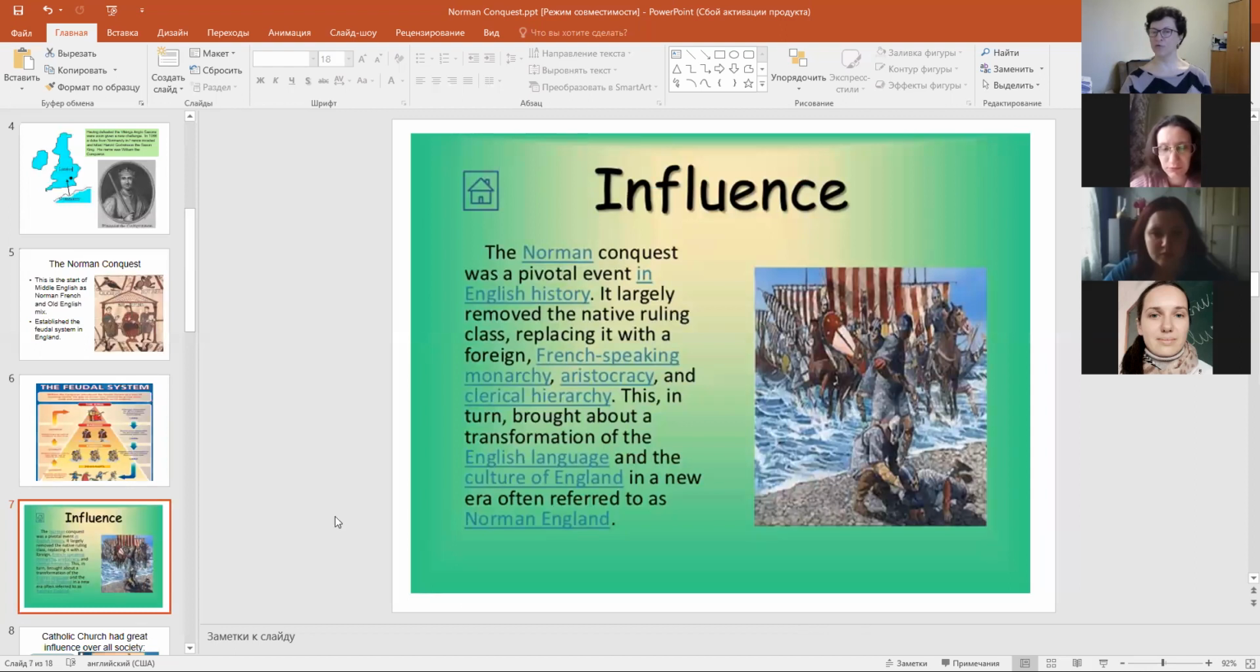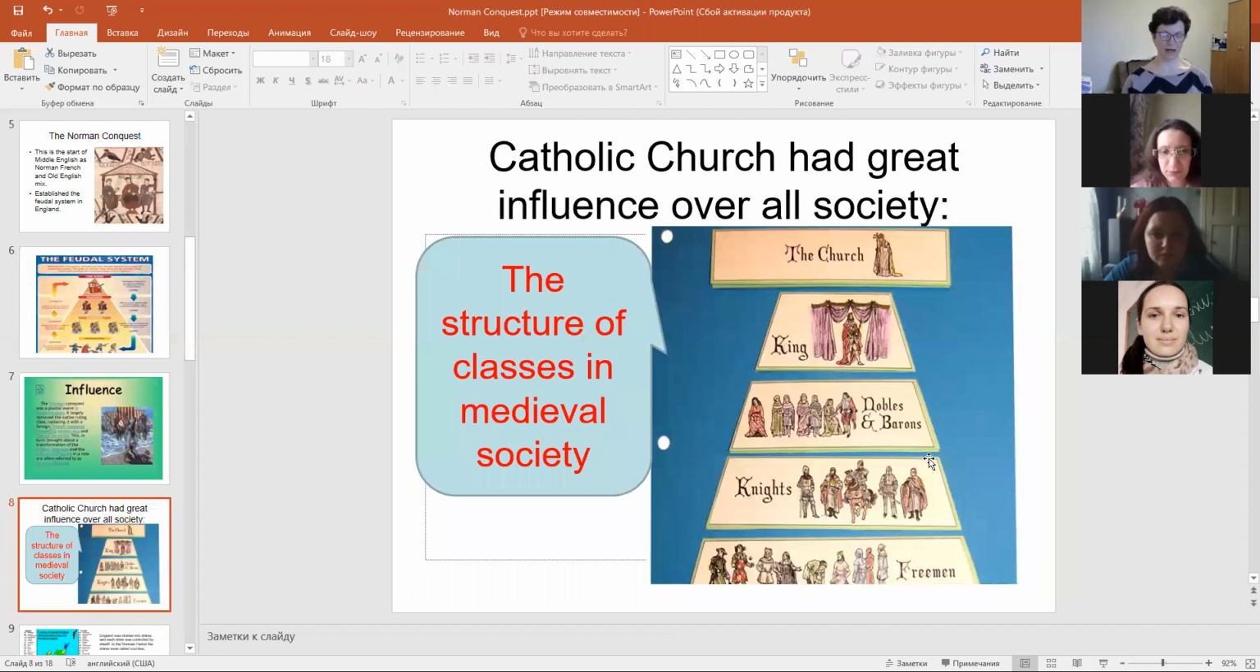Okay, of course, it was the great event because everything changed. The language, the aristocracy, and everything. And comment on this picture. The Catholic Church had great influence over all society. There was such a structure of classes in the medieval society. The church, then king, then barons, knights, and the lower class are freemen.